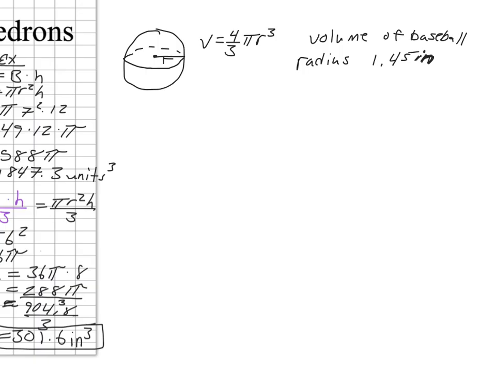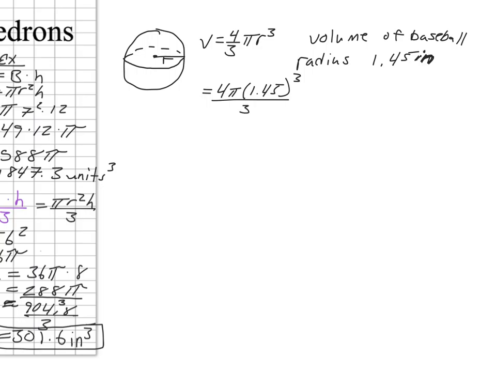So with just that information, I can find the volume of that baseball. My radius is 1.45. I plug that into my formula. The easy way to do this is 4 times pi times radius cubed, and then divide all of that by 3. So 4 times pi times 1.45 cubed, and then divide all that by 3.